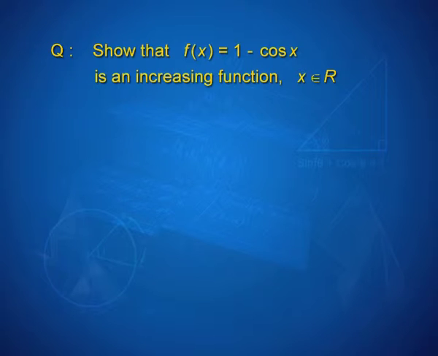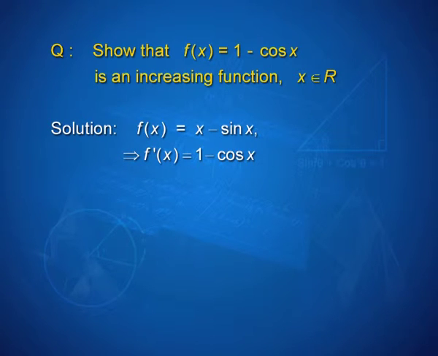Let us see if we can apply this theorem to figure out whether a given function is increasing in the mentioned interval. The problem says show that f of x is equal to 1 minus cos x is an increasing function for all x belonging to the real numbers. Starting with the derivative, which is 1 minus cos x, that is same as writing 2 sin square x by 2 using the basic identity from the trigonometry. This expression is always greater than or equal to 0 being the square, and therefore, the function is increasing.